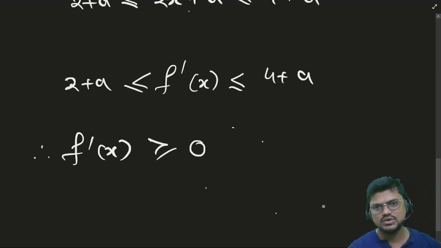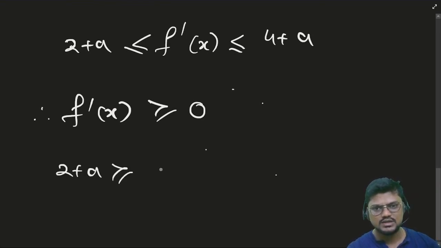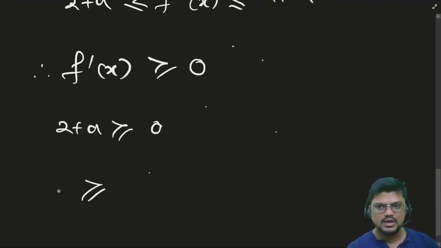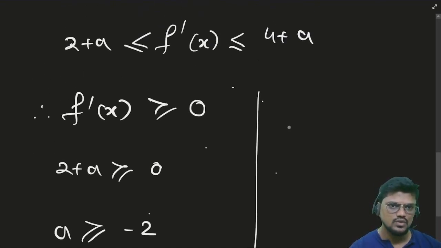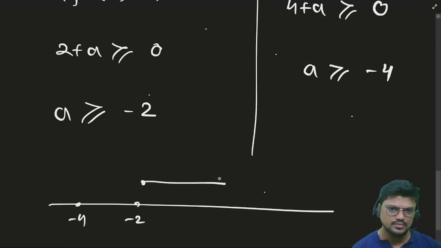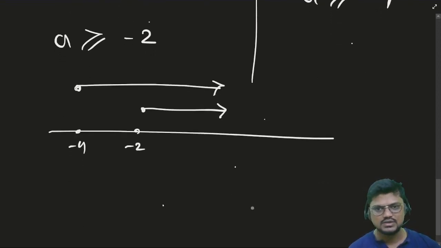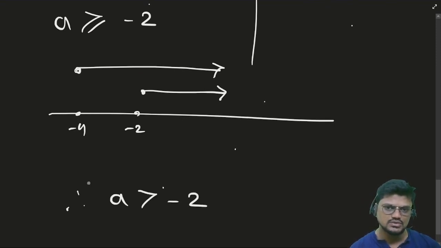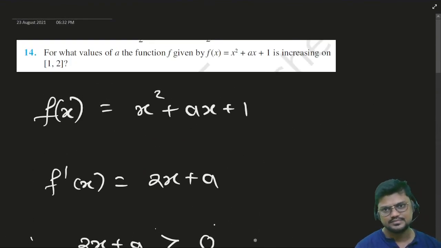So you can take both of them. 2 plus a has to be greater than 0, so a should be greater than minus 2. Also over here, 4 plus a should be greater than or equal to 0, so a should be greater than or equal to minus 4. For both these conditions, if I draw a number line, minus 2 will be over here, minus 4 will be over here. a should be greater than minus 2 and a should be greater than minus 4 also. So both conditions will be satisfied if a is greater than minus 2. Therefore, a has to be greater than minus 2. This is the final answer for what value of a the given function is increasing in the interval.